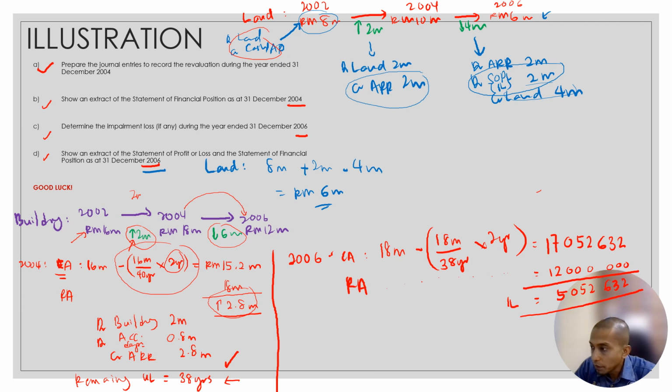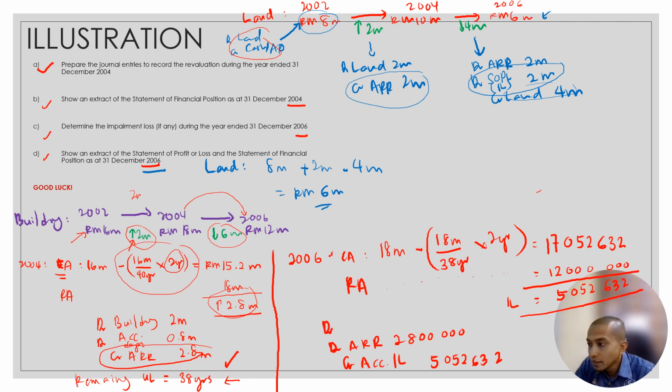We know that the impairment loss is 5,052,632. So it needs to be put under accumulated impairment loss by 5,052,632, right? But based on the previous one, we have this ARR. So this ARR is going to cover our impairment loss. So we debit our ARR. How much of our ARR? All. We put all, because our impairment loss is more.